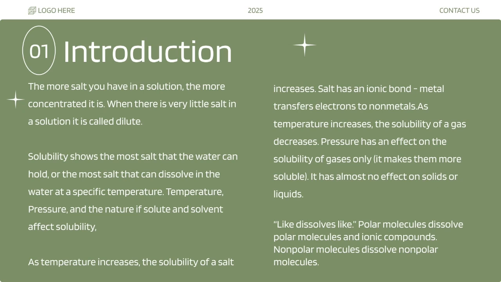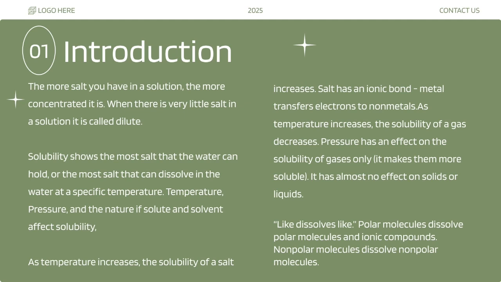Here is some background information on solutions. The more salt you have in a solution, the more concentrated it is. When there is very little salt in a solution, it is called dilute. Solubility shows the most salt that the water can hold, or the most salt that can dissolve in the water at a specific temperature. Temperature, pressure, and the nature of solute and solvent affect solubility.